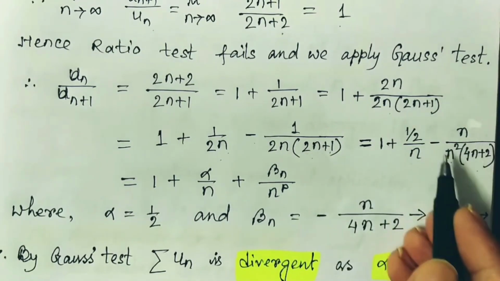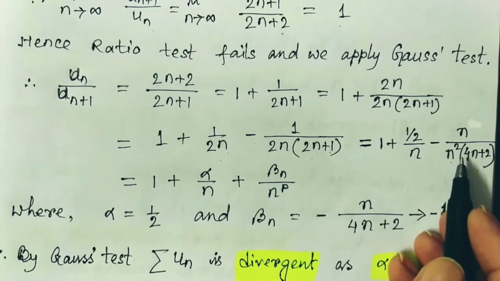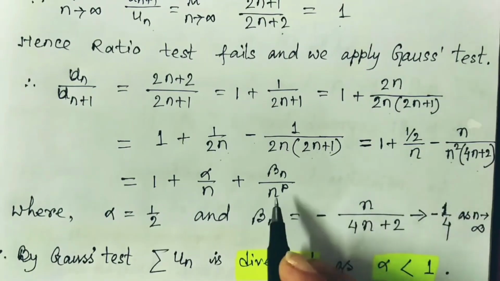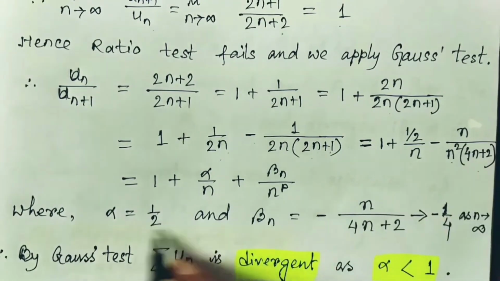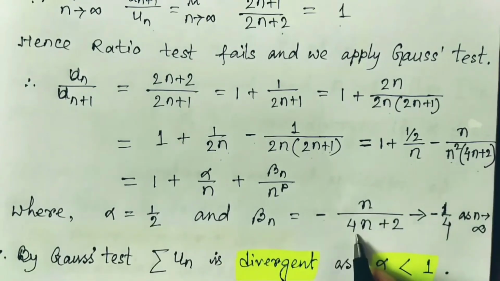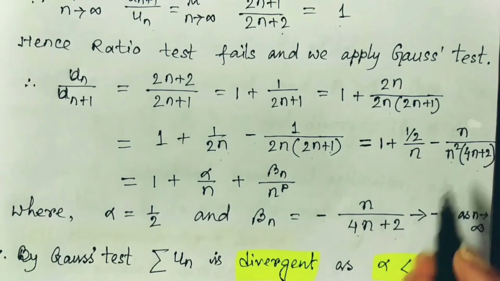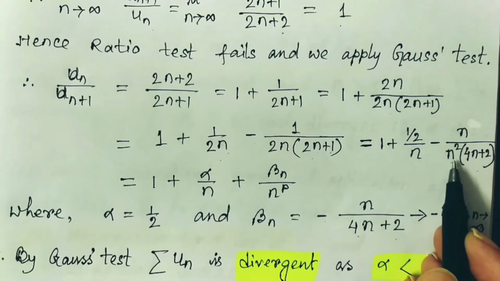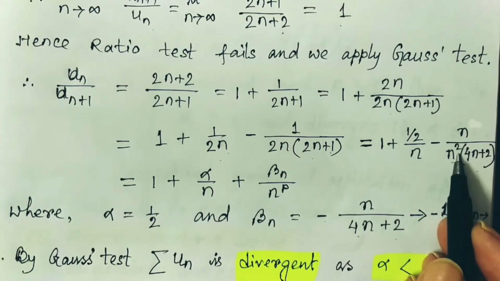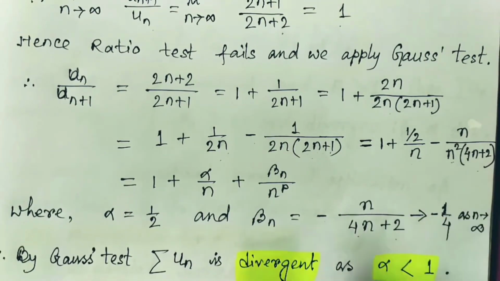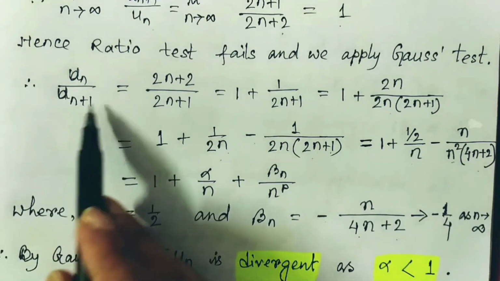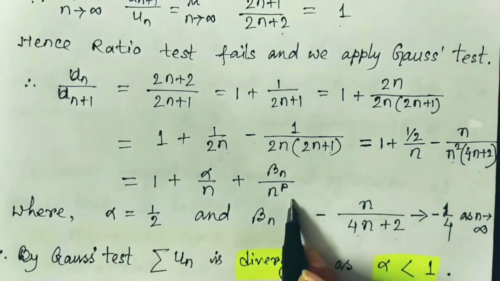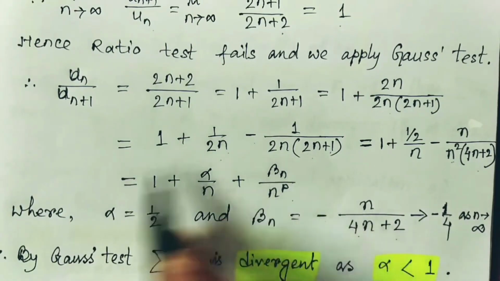So now if we compare with this one as beta n by n to the power p, then we can say beta n should be minus n divided by 4n plus 2. So that should be your beta n. And the 1 by n^p means 1 by n square, we consider as n to the power p, where p is greater than 1. Here it is 2. That's why it is justified. So we entirely can express this in this format. This is the way how to express un by un plus 1 in this format.